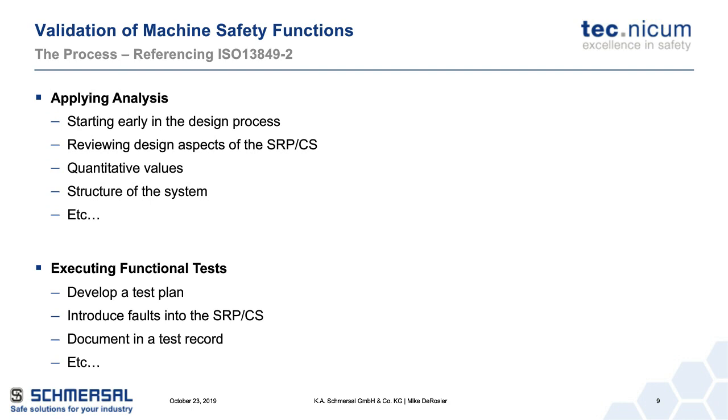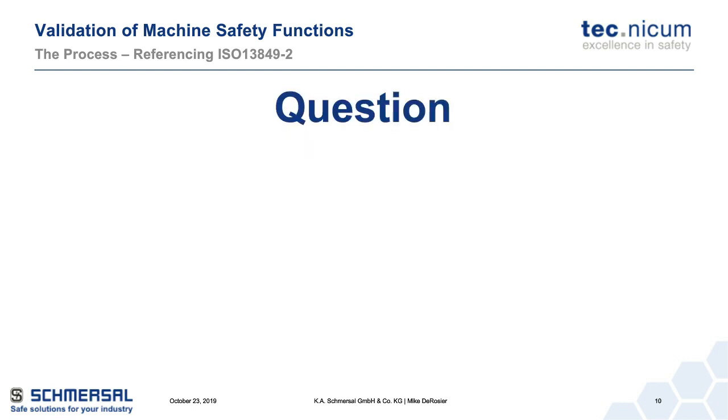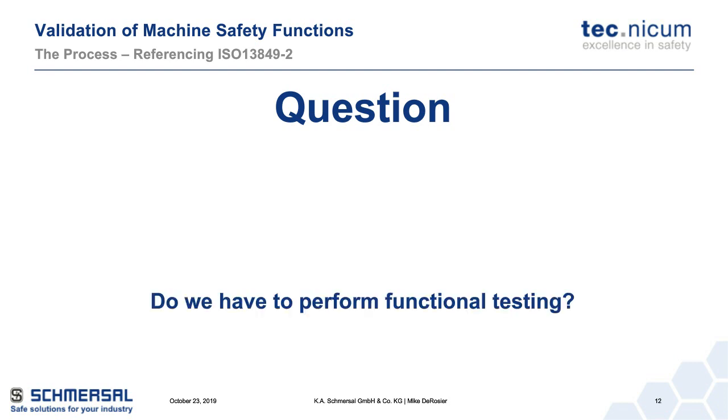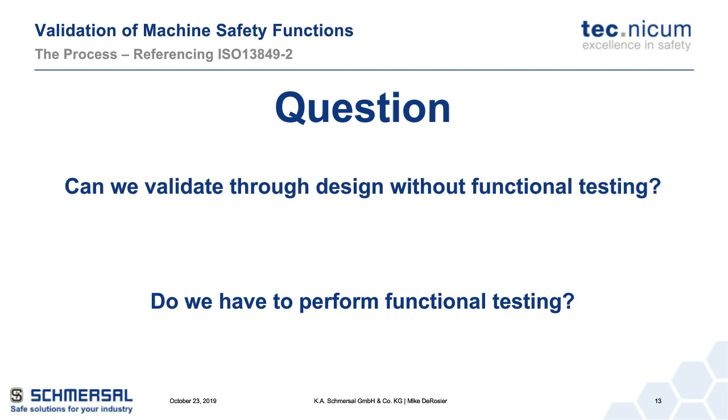So what we start looking at is the big questions. One of the first ones out of the two that comes up is, can we validate through design and not have to do any functional testing? Or do we really have to perform functional testing? What we look at is, with both of these questions, the answer is we're actually doing both to the best of our ability when it comes down to validation. It's not one or the other. They're two pieces to the puzzle to put together to prove that concept out.